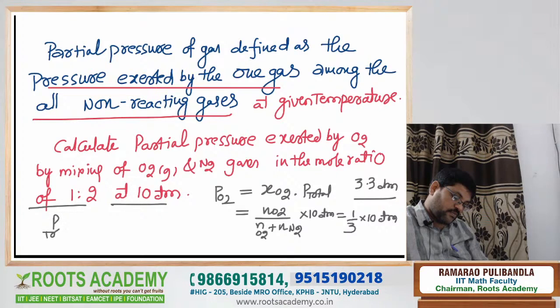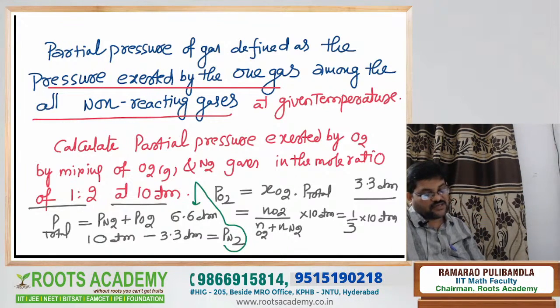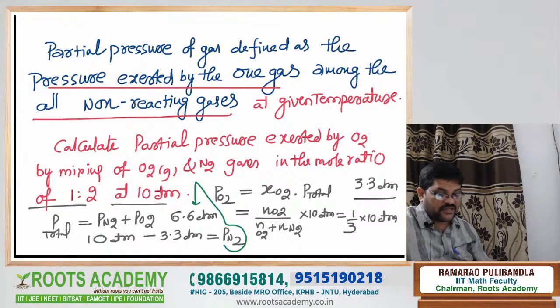You want the partial pressure of the N2 gas? Total pressure is equal to partial pressure of the N2 plus partial pressure of the O2. Total pressure is 10 atmospheres, given. Therefore 10 minus 3.3 atmospheres of the O2 gas equals the partial pressure of the N2 gas. That becomes 6.6 atmospheres, the partial pressure of the N2 gas. Understood? Simple questions are given like that.